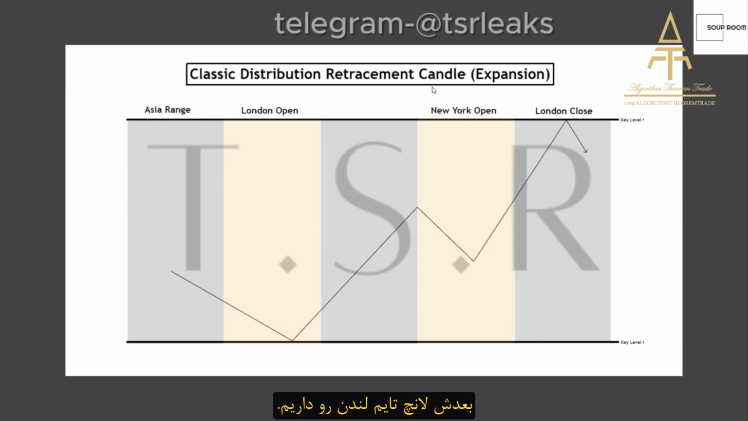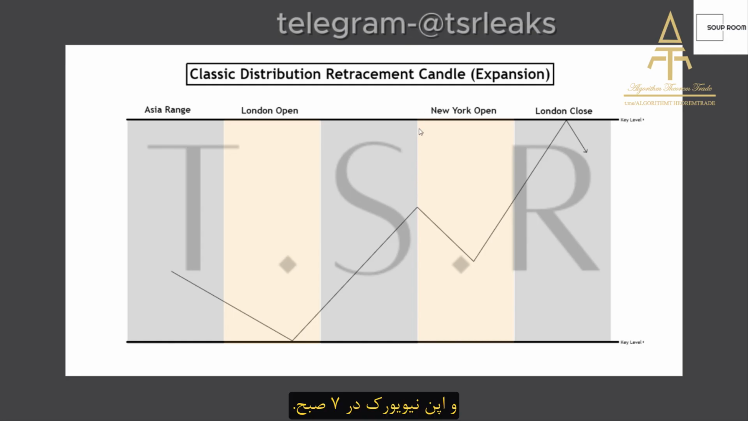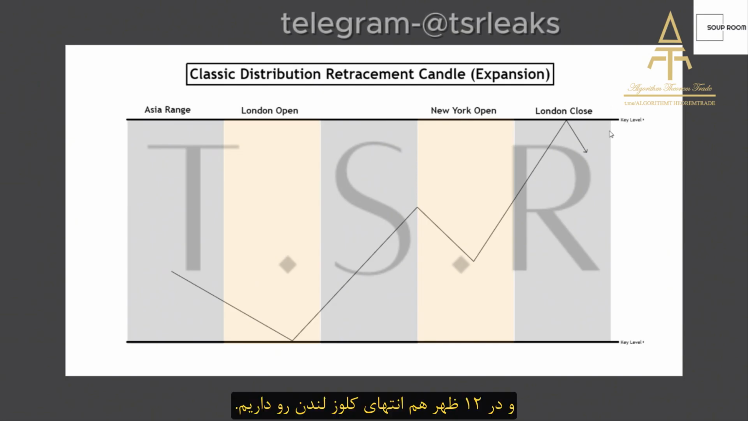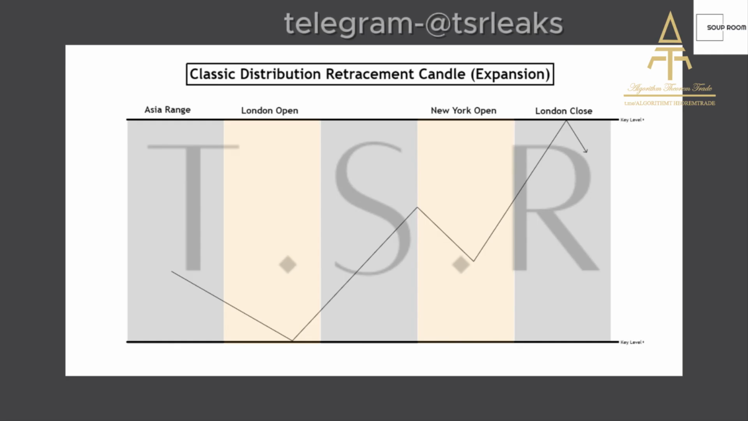We then have the continuation London, so London lunch, some may call it. Then we have New York Open at 7 a.m. 10 a.m. marks the beginning of the London closing session or kill zone. And of course, 12 p.m., so lunchtime, marks the close, right? So the London close.